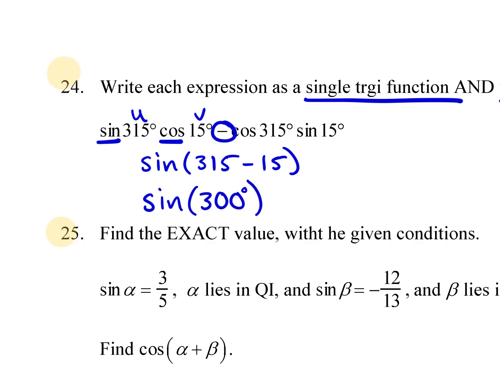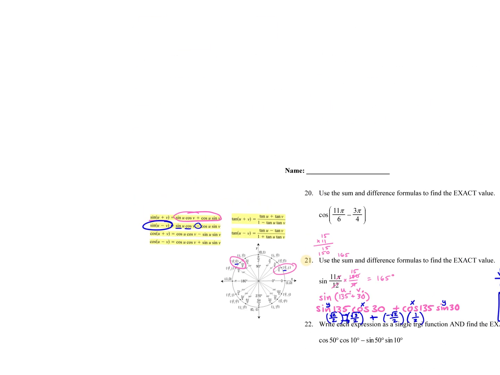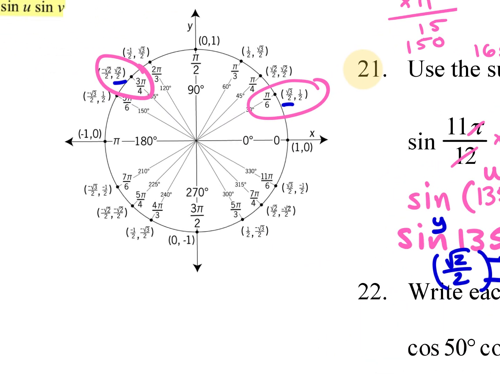This is the first part of the question. So this is our first answer. This is writing it as a single trig function. Second part is we have to evaluate. I'm going to use my unit circle to find the sine of 300. So on our unit circle, 300 degrees would be here. Sine tells us we look at what? The y. What's our y value?